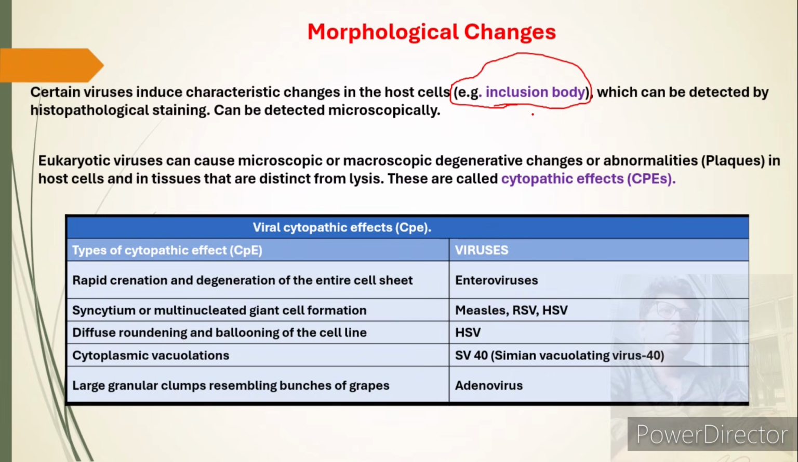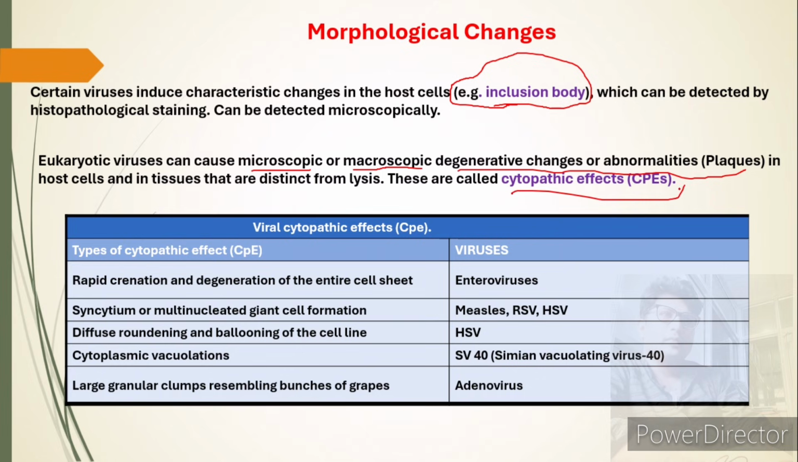Now eukaryotic viruses can cause microscopic or macroscopic degenerative changes. Microscopic, you know, means you have to see with the help of a microscope. Macroscopic means you can see the changes or abnormalities or plaques with unaided eyes. Plaques are the clear zones where there will be no cells due to the viral infection. I will show you the picture of a plaque. In host cells and tissue cells, these changes are distinct from lysis, and these are called cytopathic effects.